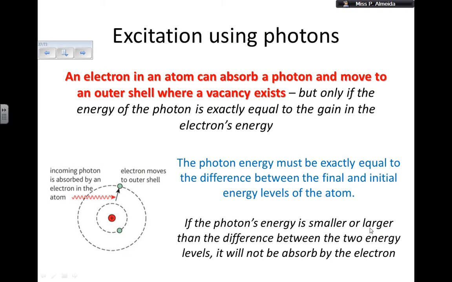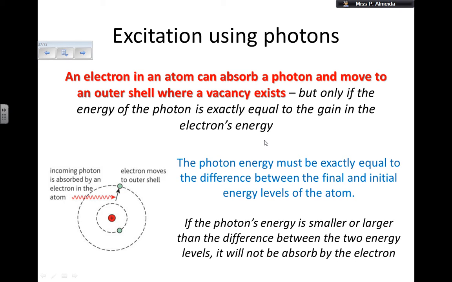So, excitation using photons. An electron in an atom can also absorb a photon and move to an outer shell where there is a vacancy, okay? But this only happens if the energy of the photon is exactly the same as the energy that the electron needs to gain to go there, okay? So, as I said here, equal to the gain in the electron's energy.